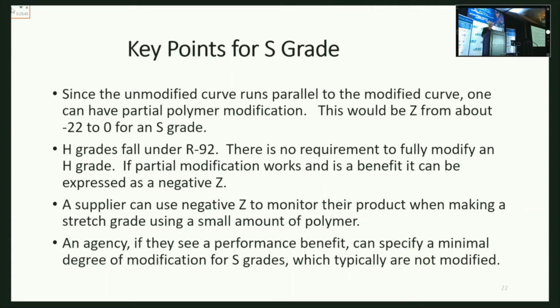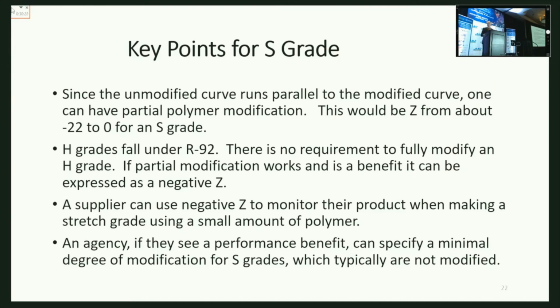Your H grades, which is your 7022 for Delaware, do fall under R92, but as I said earlier, they don't have to be fully polymer modified, as Louisiana found out by trial and error. You can specify a negative Z to specify your product. A supplier can actually use the Z factor, either positive or negative, to monitor their product. They can monitor how much the polymer addition is. They can actually monitor how well it's incorporated into the asphalt.